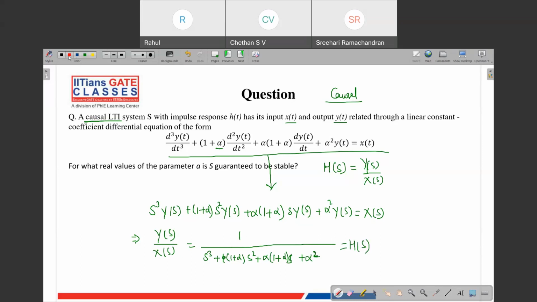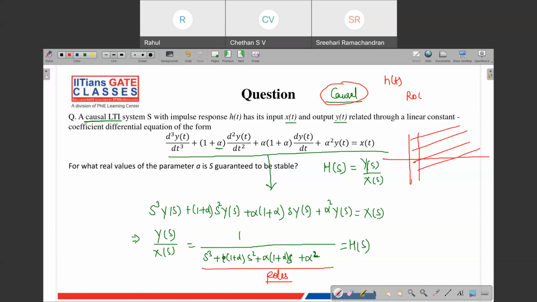Now it is mentioned that this system is a causal system, and since this is a causal system, h(t) will either contain the entire S-plane or it will be right-sided. There are only two possibilities, right? Either the ROC will be right-sided or the ROC will be the entire S-plane. But in this case, we will not have the entire S-plane option because we have some poles here, and the ROC should not contain the pole. It means that your ROC will be something like this, because it has to be a right-sided signal.